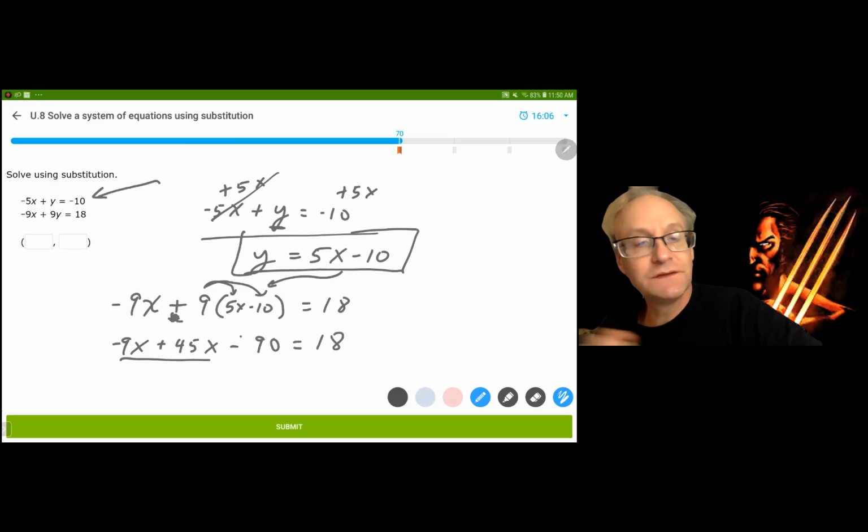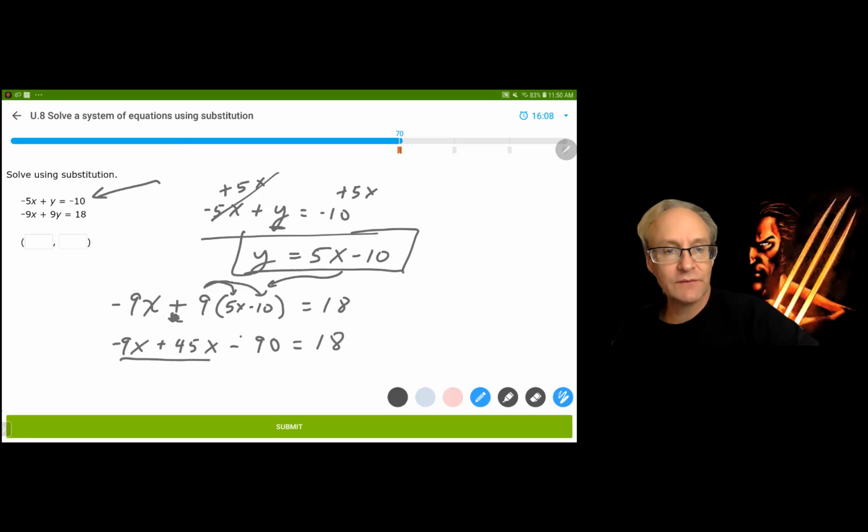Now I have to add these two together. Oh my goodness, we have to do some math. Well, 45x minus 9x is 36x, minus 90 equals 18. So I know I'm going to add the 90 to both sides. So I'm just going to go ahead and do that now. Adding 90 gives me 108. And what's so nice is that 36 goes evenly into 108 3 times. So x is equal to 3.